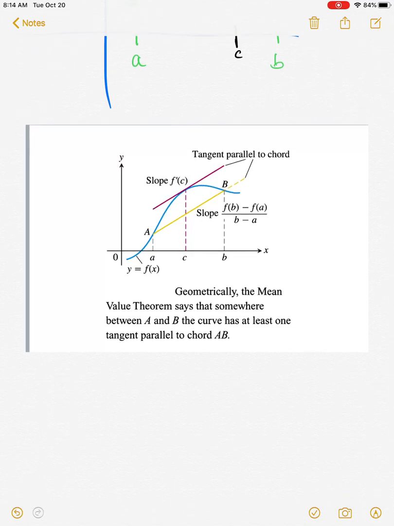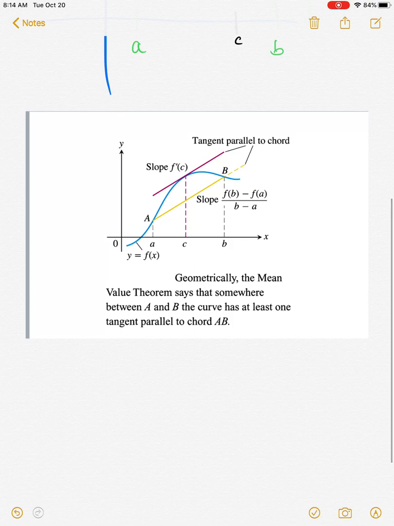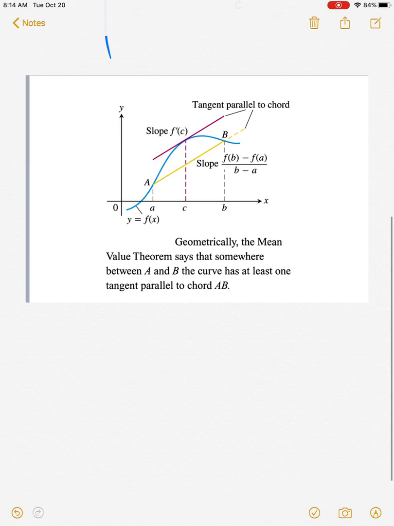Slope, f prime of c. So what the mean value theorem is saying is parallel lines have the same slope. So if you have a tangent line and you have a chord that's parallel to that tangent line, then the slope of the tangent line equals the slope of the chord.